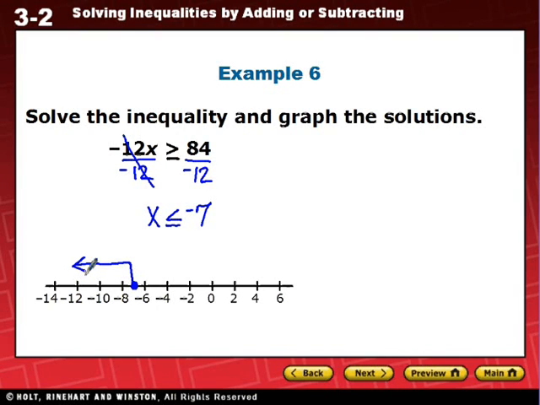Pick a number that's underneath, that's easy, and make sure it's actually true. So when I plug in negative 10, I get 120. Is 120 greater than or equal to 84? You bet. Notice it's better to choose a number that's not the answer because otherwise it's hard to tell whether it's correct or not. Pick something beside the number itself to see whether your arrows go in the right direction.